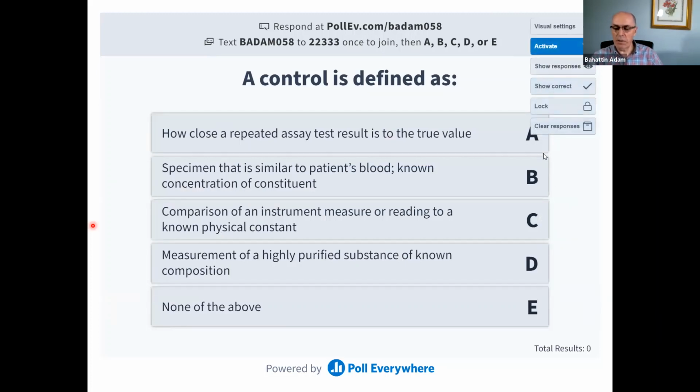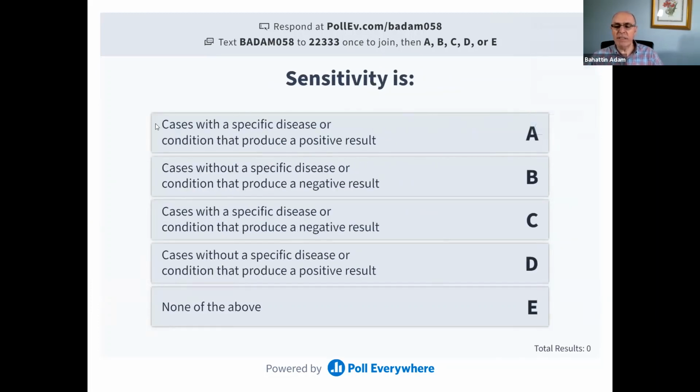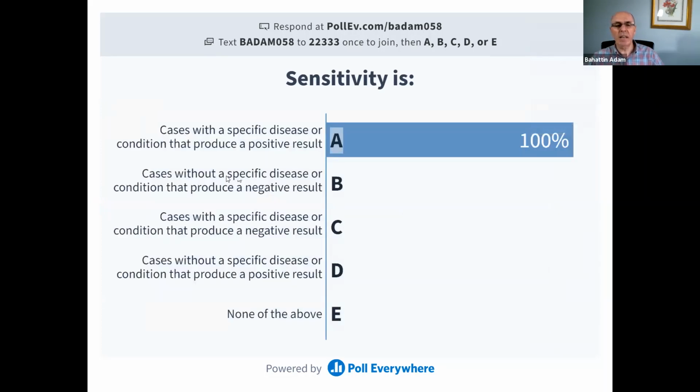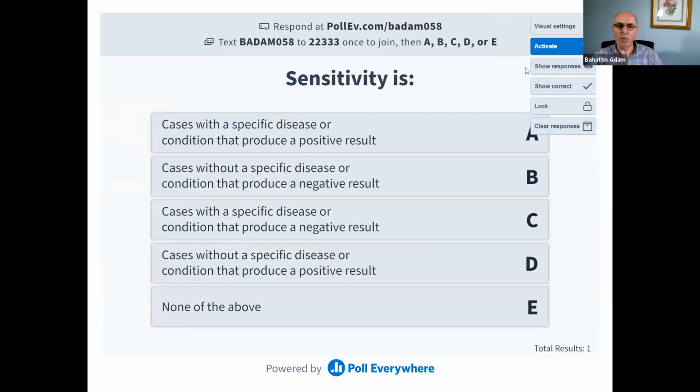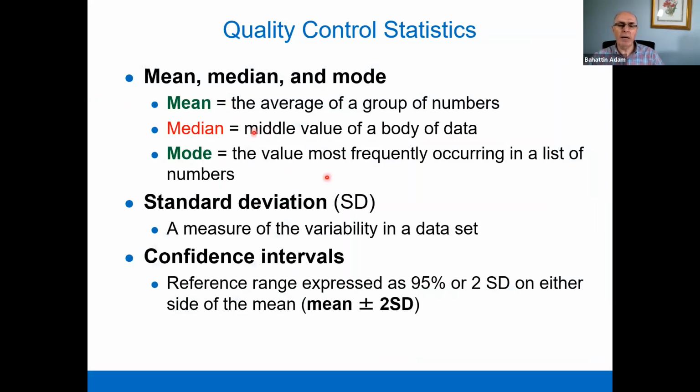Now the next one, sensitivity. What does sensitivity or specificity mean? Cases with a specific disease or condition that produce a positive test result. A is the correct answer.